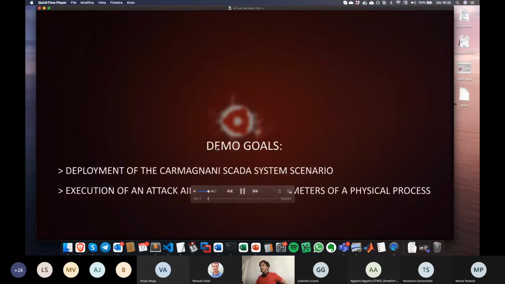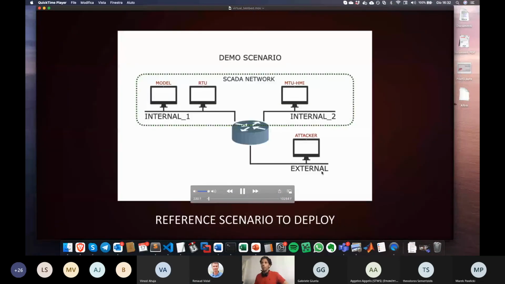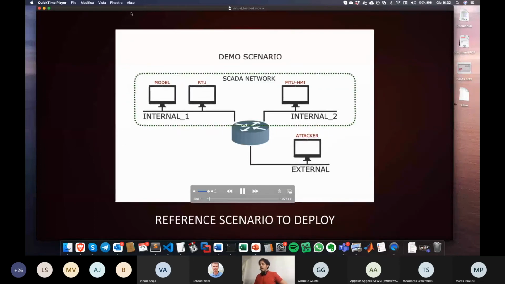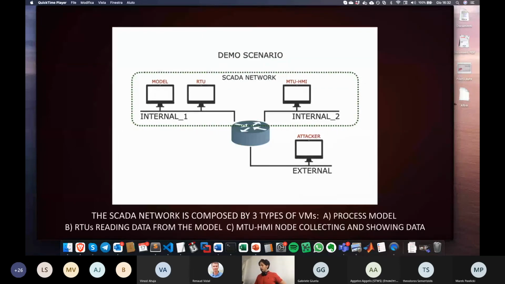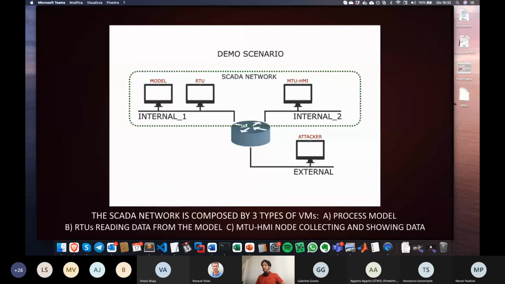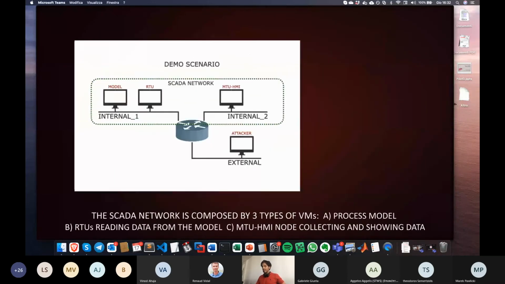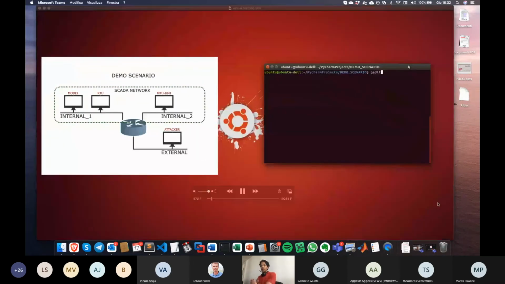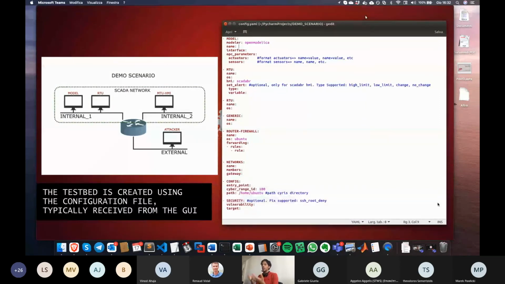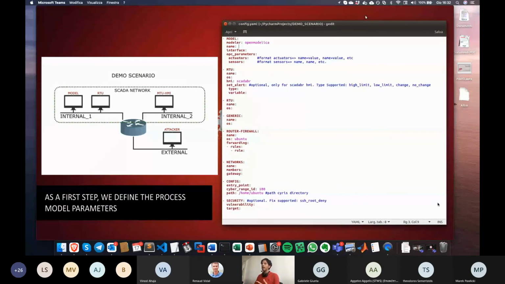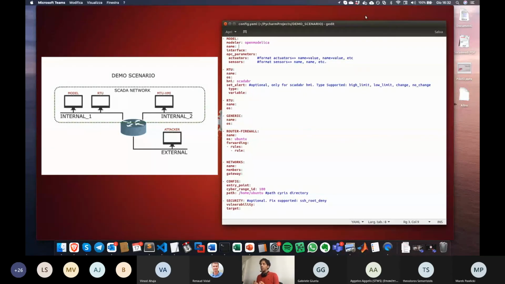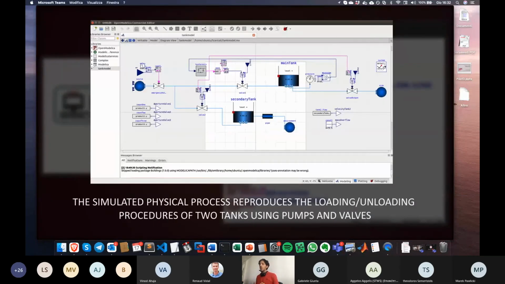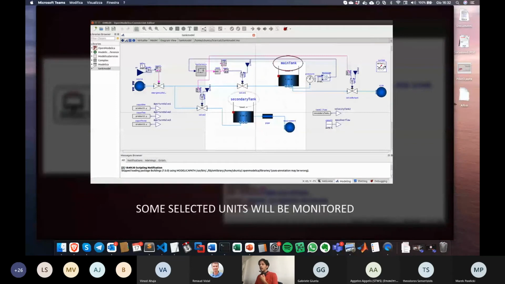So we will deploy the scenario that I was telling you before. And once we have the scenario, we will configure it. We are configuring, for example, the model. We are saying, okay, what modeler do I want to use? The Open Modelica one. This will load this particular model in the simulator.